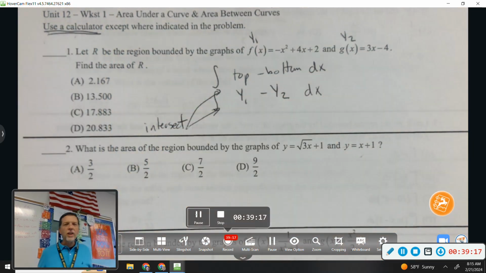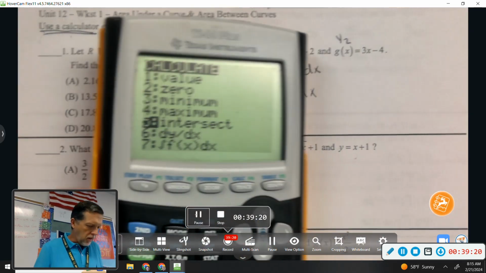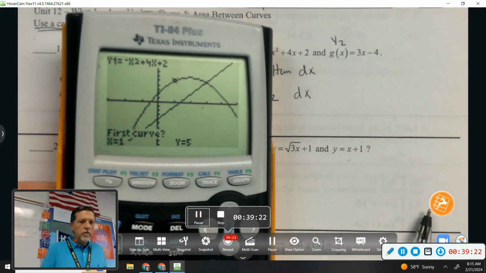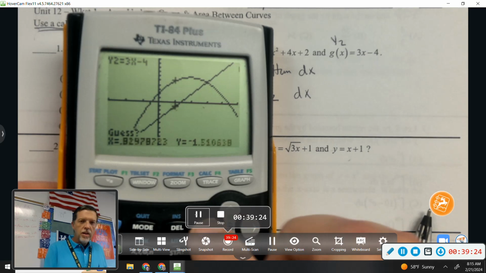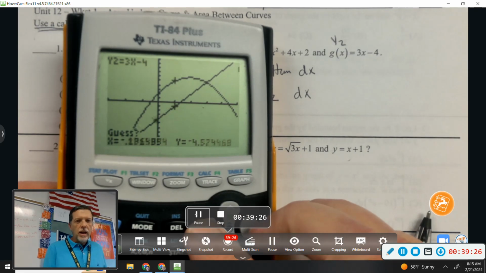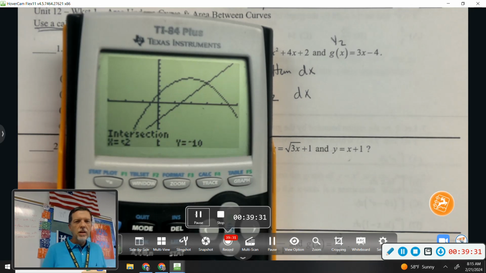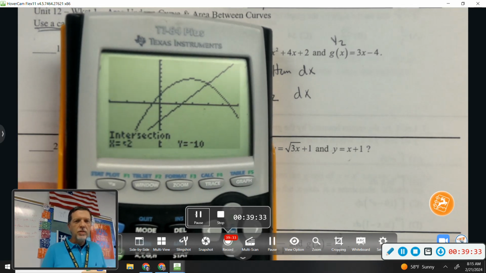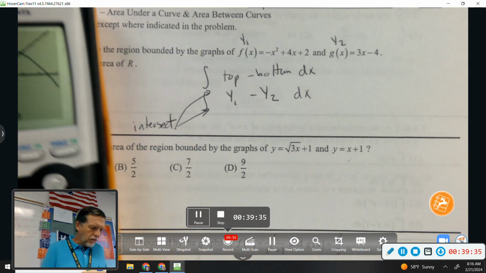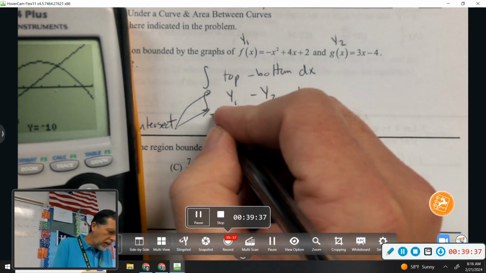Those intersections will tell me where my limits are. So first curve, second curve. Again, I'm pretty sure it's -2 at this one down here. Yep, x equals -2, y equals -10. I don't think I need the y value, but the x value is -2.